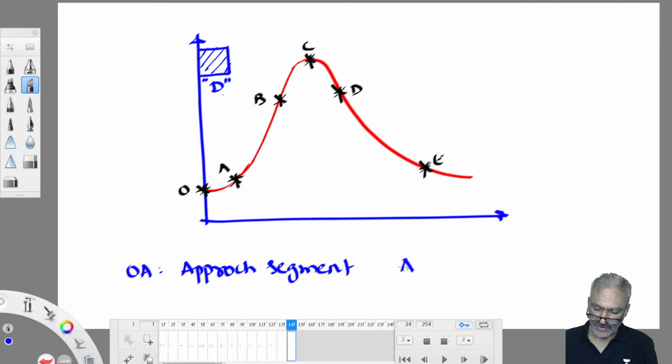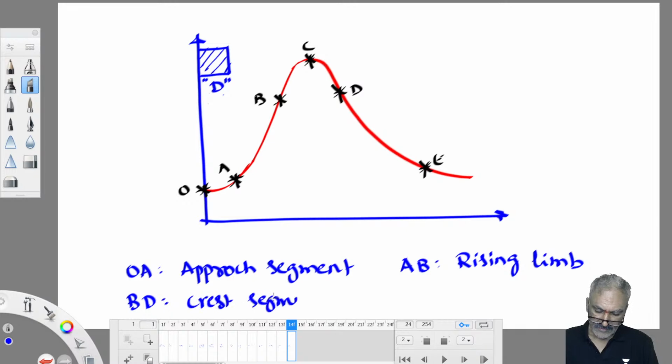And the AB portion of the hydrograph is called the rising limb. The first drop of direct runoff joins the water body at point A. From then onwards, more and more direct runoff joins the water body. Therefore, discharge increases fast. So it is called the rising limb of the hydrograph. And the BD portion of the hydrograph is called the crest segment. And the DE portion of the hydrograph is called the recession limb or falling limb.